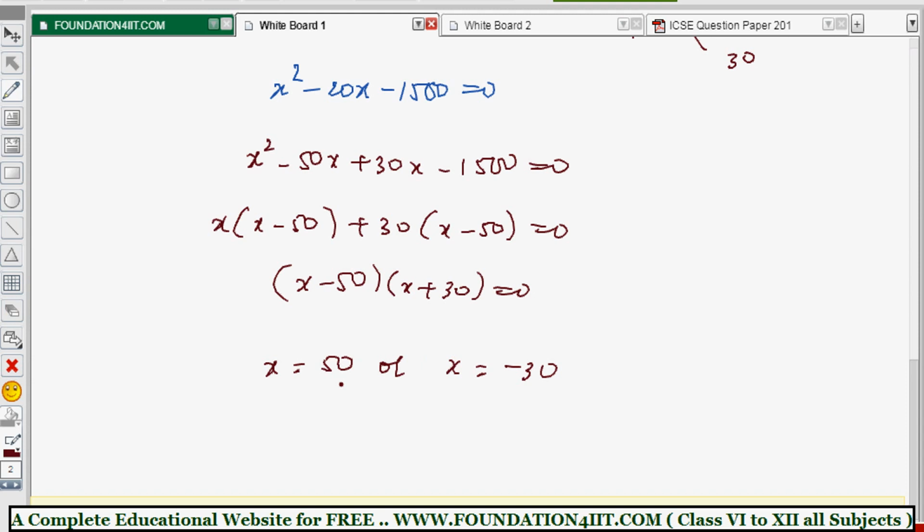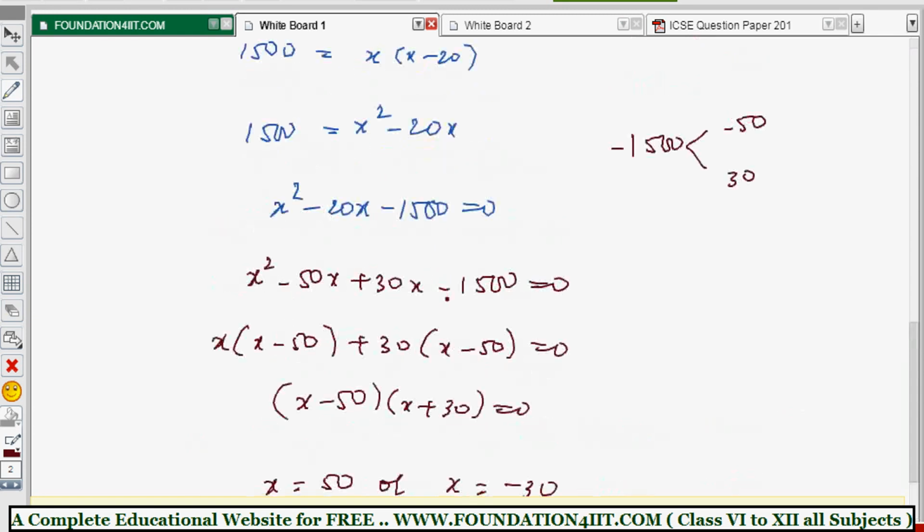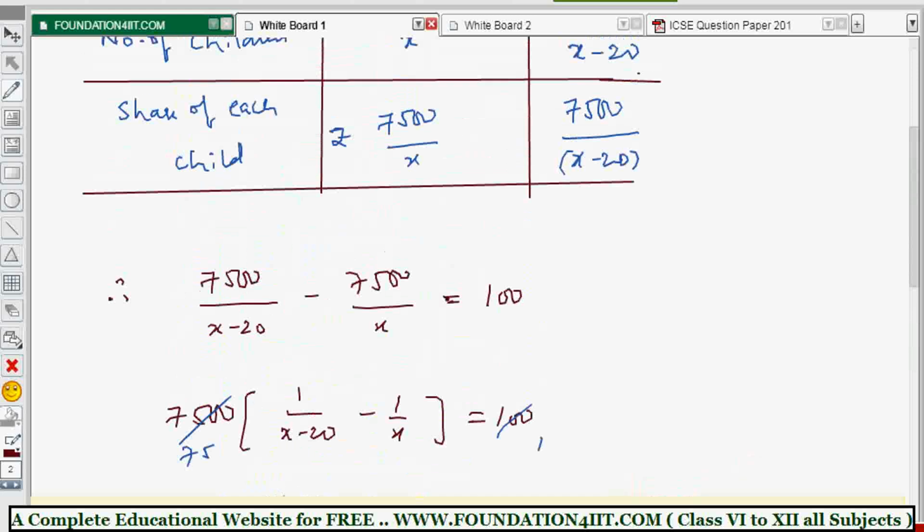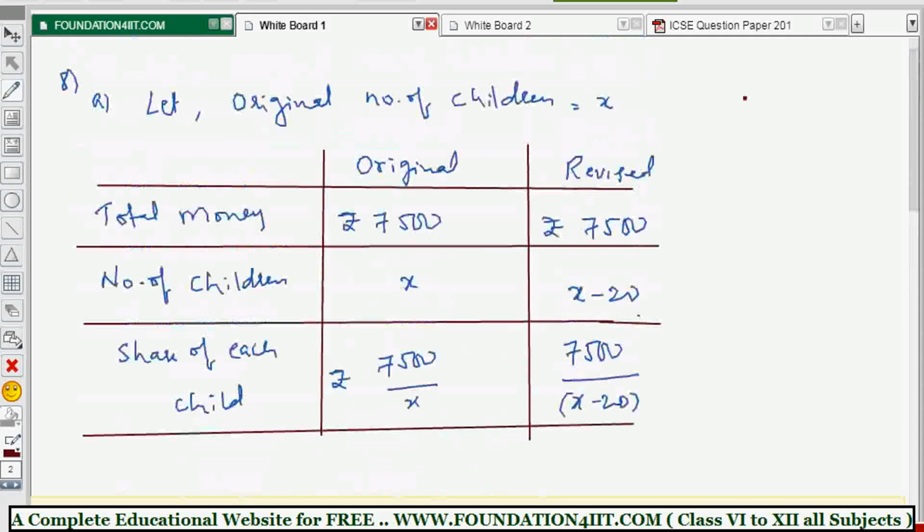The number of children cannot be negative, so that is neglected. Therefore, the original number of children is equal to 50. Okay, that is the value of x. That's all, so we can find it this way. The only thing is, we need to understand the question first of all, and then according to that, we need to write the statement.